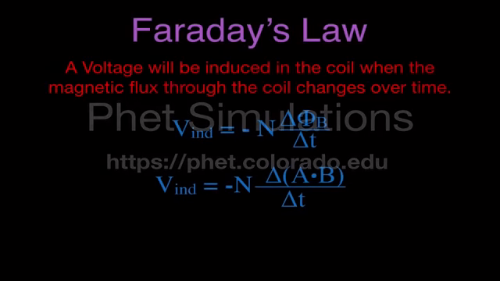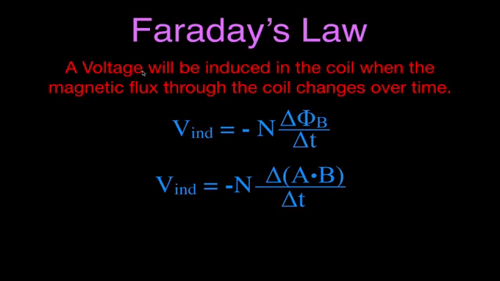And this is Faraday's law. If you would write it out in words, it says a voltage will be induced in a coil of wire when the magnetic flux, the amount of magnetic field through the coil, changes over time. And this is the equation that we use. The induced voltage is equal to minus N times the change in the magnetic flux over time. The minus sign is the Lenz's law part of the equation. N is the number of coils. And this is how we calculate the change in the magnetic flux.